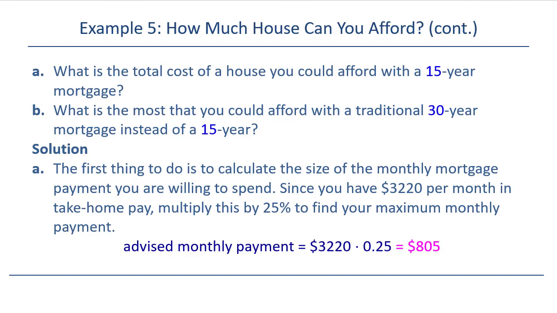So we take the $32.20, multiply it by 25%, or basically divide it by 4, and we can see that we can spend $805 a month. That's one quarter of our take-home.